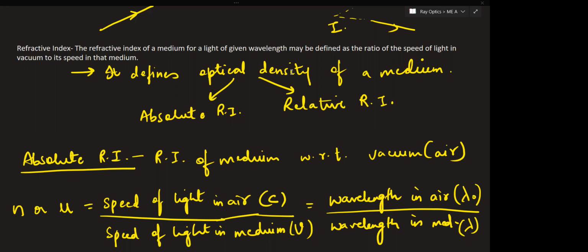Remember one thing, you can note the fact that the pair of media is there. It depends on the wavelength of light, but it is independent of the angle of incidence. So apart from this, the rest of the things that you are able to see in the formula will be used. Clear? Okay.